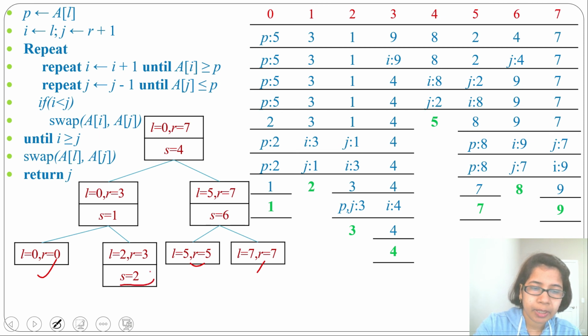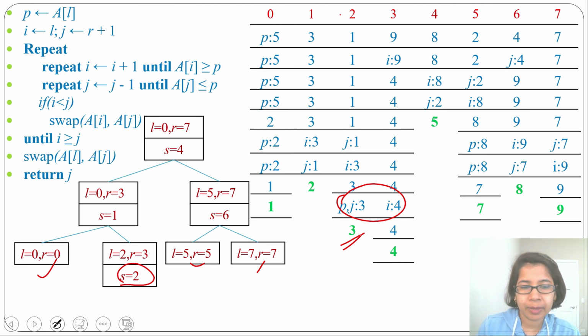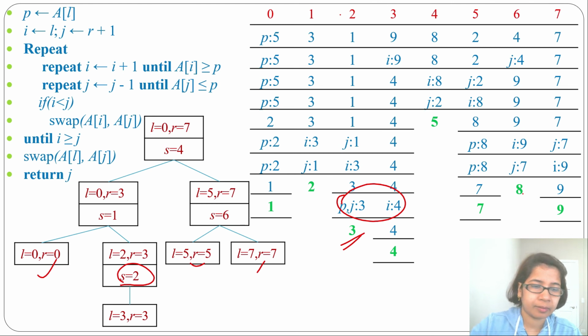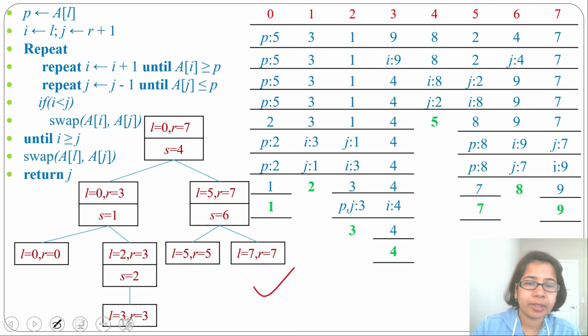So after split position 2, at left side there is no element. From the 2 elements we did partition at split position 2. So at right side there is just one element, means L is 3 and R is 3 at right side. As there is just one element, we don't need to split. Now this is the recursive tree of Quicksort for this example.